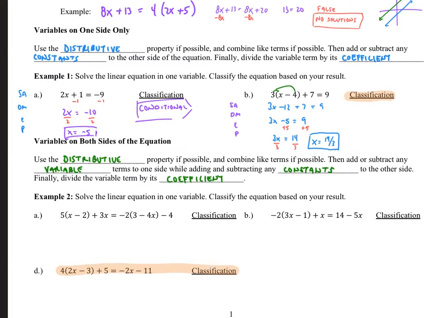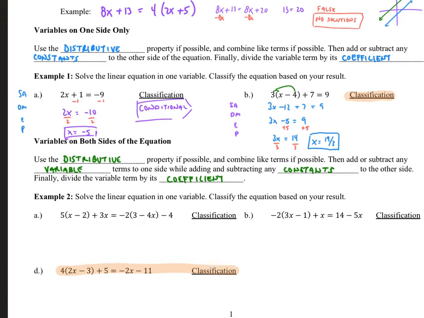Variables on both sides. So again, just simplifying first. Any distribution, any combining terms needs to be done first. Always simplify before you solve. And then any adding, subtracting. Right, there's my SADMEP. Move variables to one side. Right, gather your variables is what I like to think about it.